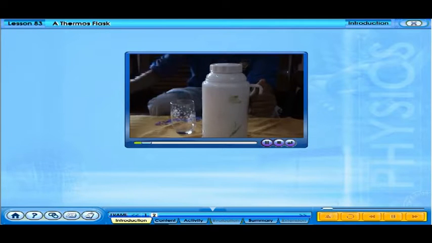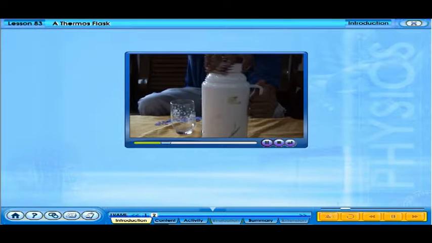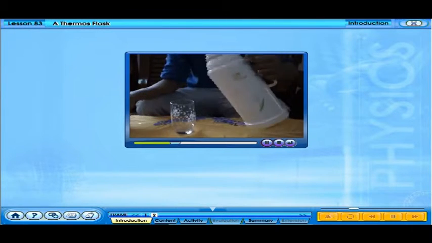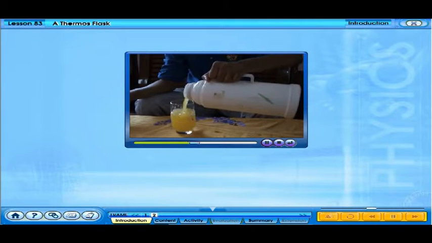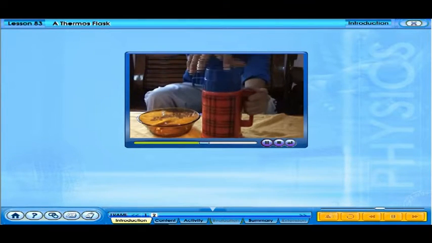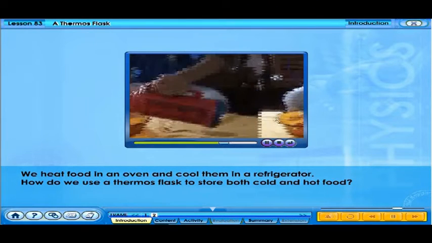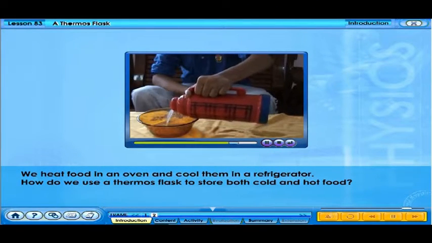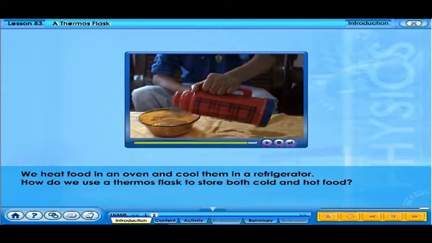A boy is having a break. He drinks orange juice taken from a flask. He eats some snacks and tastes a cup of hot soup taken from another flask. We heat food in an oven and cool them down in a refrigerator. How do we use a thermos flask to store both cold and hot food?